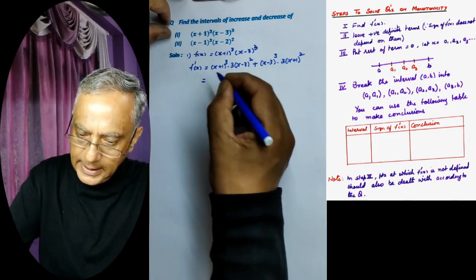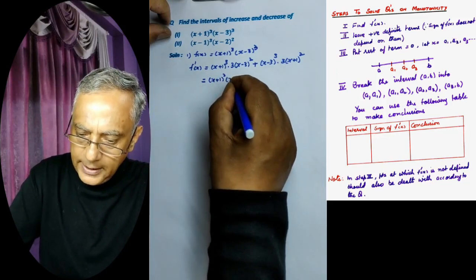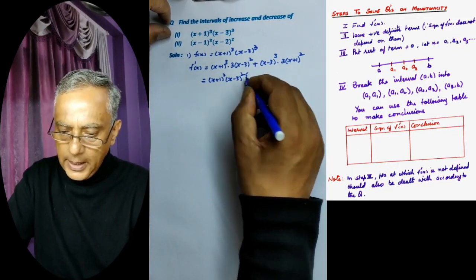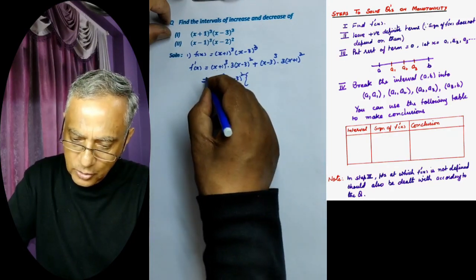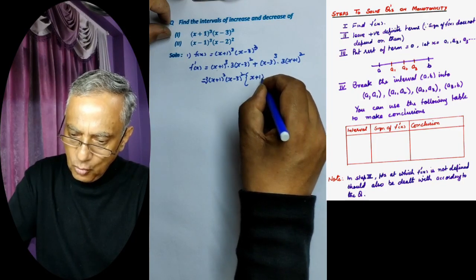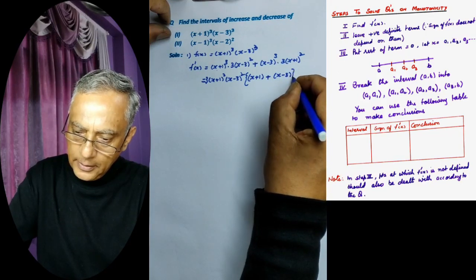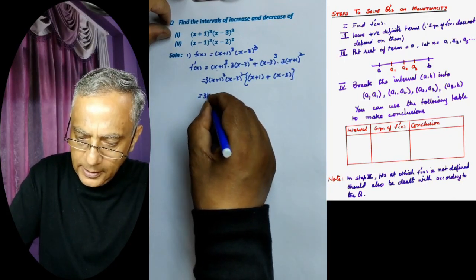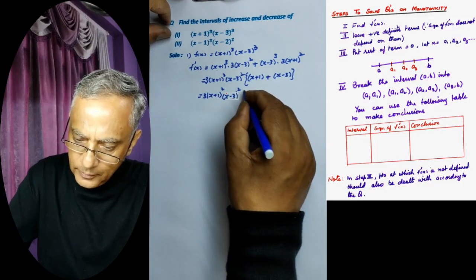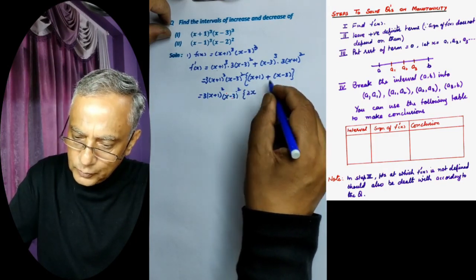So we can write this as, what we see is (x + 1)² (x - 3)² is common, and 3 is also common. So we are left with (x + 1) + (x - 3). That is 3(x + 1)²(x - 3)² into, this will be 2x - 2.